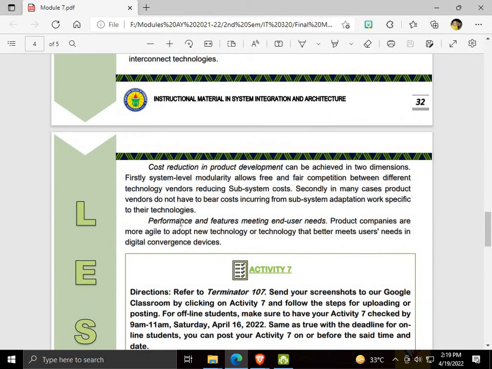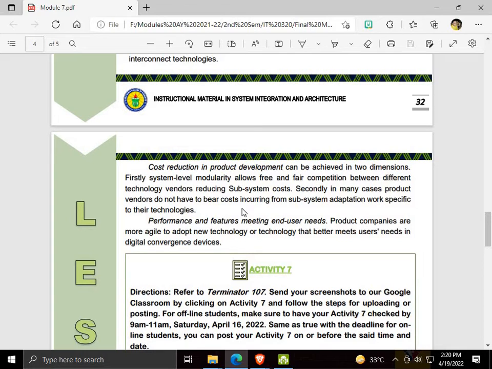Okay. Second is cost reduction in product development. And this can be achieved in two dimensions. Firstly, the system level modularity allows free and fair competition between different technology vendors, including subsystem cost. And second, in many cases, product vendors do not have to bear cost incurring for subsystems adaptation work specific to the technologies. So let me explain.